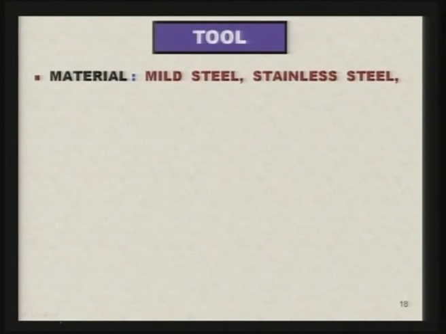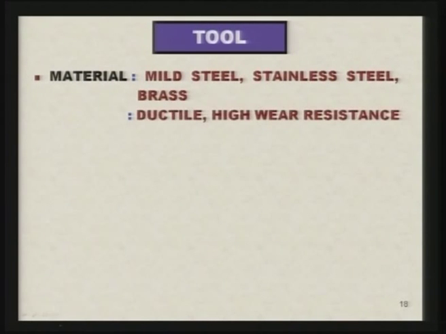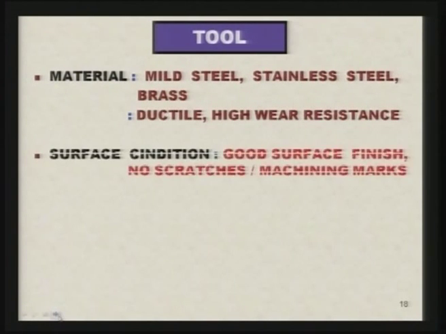Tool materials normally used are mild steel, stainless steel, brass. The main properties of the tool material are that it is ductile, and it should have high wear resistance. As far as surface conditions are concerned, it should have good surface finish.